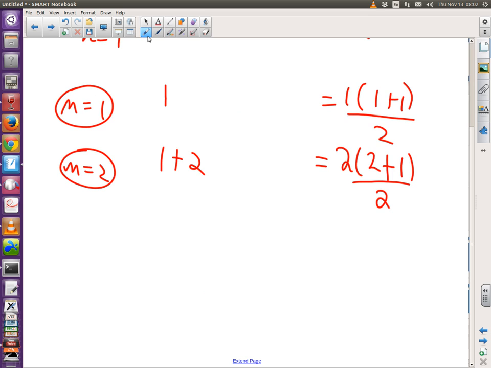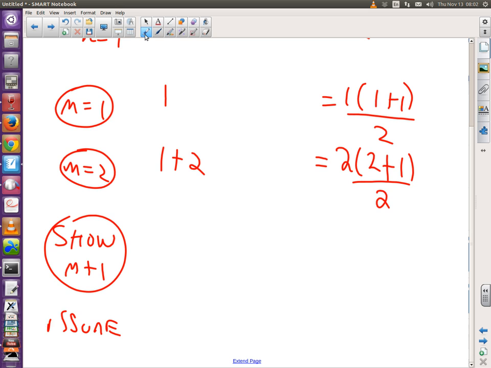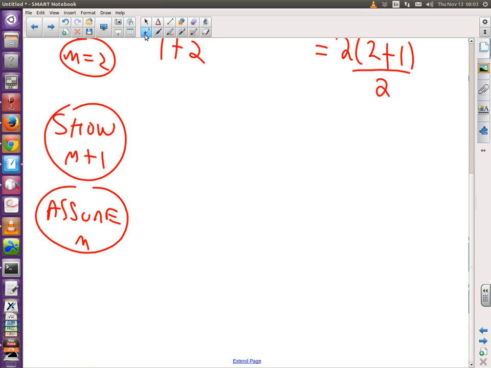Okay, so show, can't write today. I was at Carnegie Hall at midnight, sorry. Show that n plus 1 works based on assuming that n works. Now remember what it was. 1 plus 2 plus 3 plus blah, blah, blah plus n equals n times n plus 1 over 2.